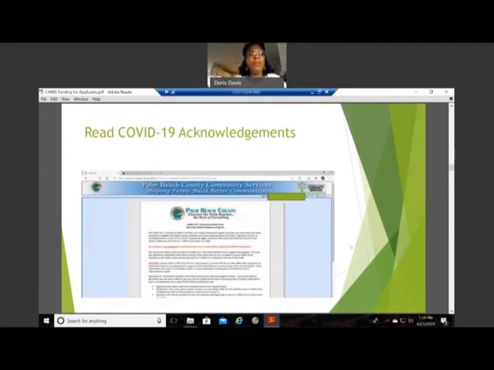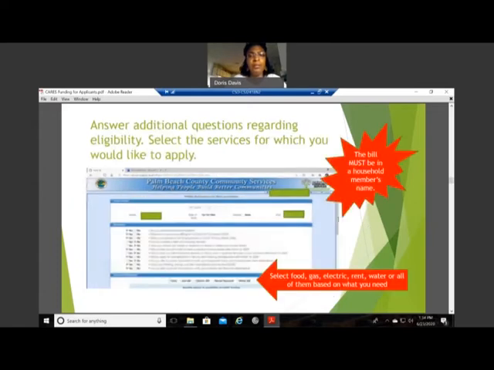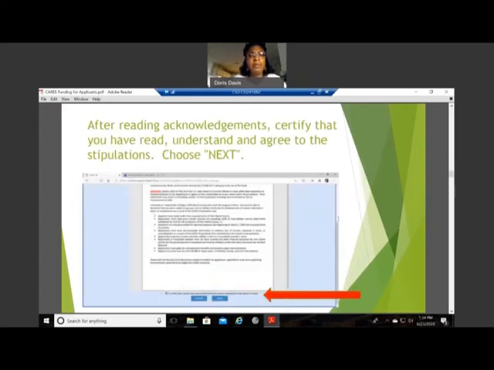Also, COVID-19 applications have a list of acknowledgements that you will need to read over and respond to. So after reading the acknowledgements, you would certify that you have read, understand, and agree to the stipulations, and then you would choose next.